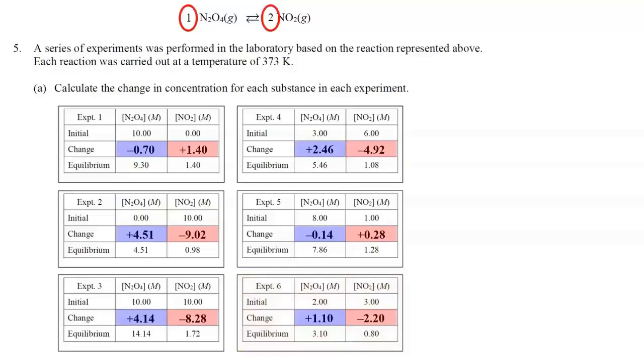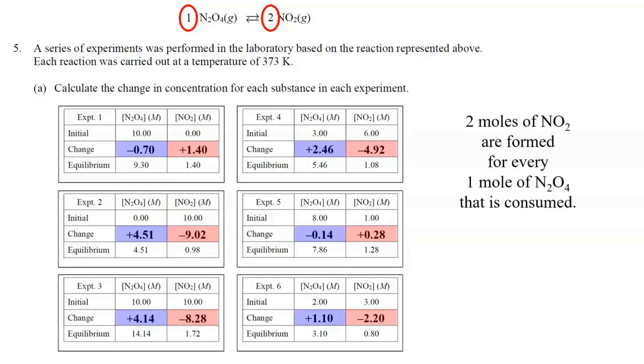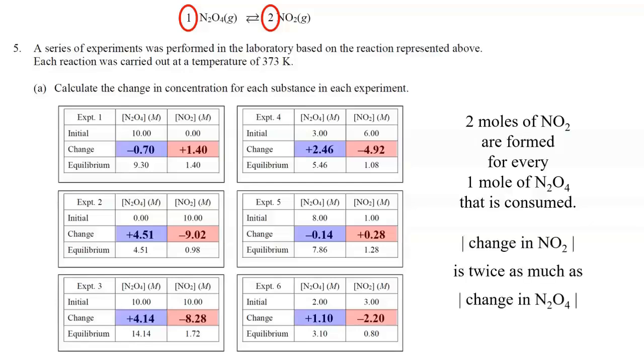And then experiment 6, the concentration of the reactant increased by 1.10, and the concentration of the product decreased by 2.20. So you can see in the balanced chemical equation that we have an understood coefficient of 1 for the reactant, N2O4, and then we have a coefficient of 2 for the product, NO2. So 2 moles of NO2 are formed for every 1 mole of N2O4 that is consumed. And I'm highlighting the change. Hopefully you can see that the absolute value of the change in NO2 is twice as much as the absolute value of the change in N2O4. That's consistent with this 2-to-1 ratio from the coefficients in the balanced equation.